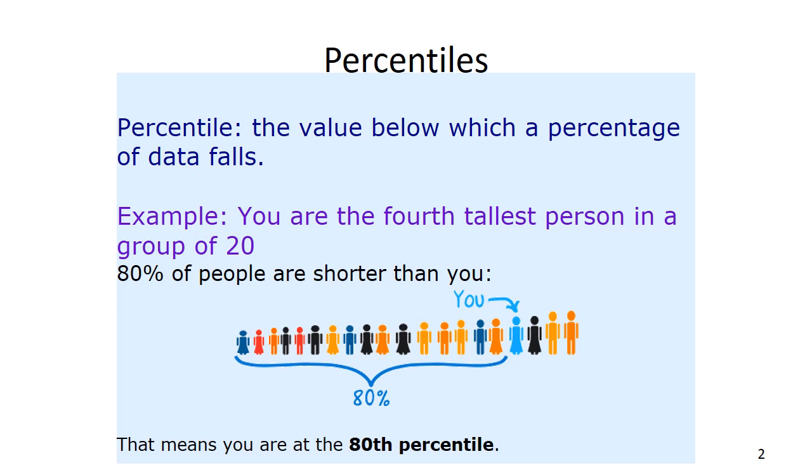All right, so again, if you're the fourth tallest person, 1, 2, 3, 4, in a group of 20, 19 of those people are shorter than you, that is 80%. You are in the 80th percentile.